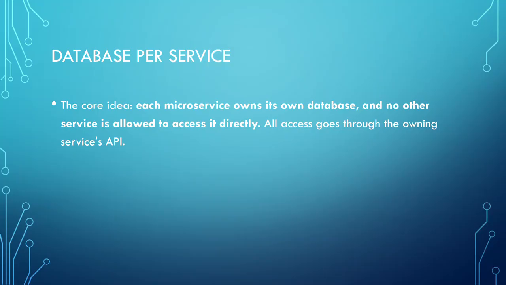Database per service. This is the first database pattern. The core idea is simple. Each microservice owns its own database. No other service is allowed to access it directly or indirectly. Only the owning service is given access to the database.